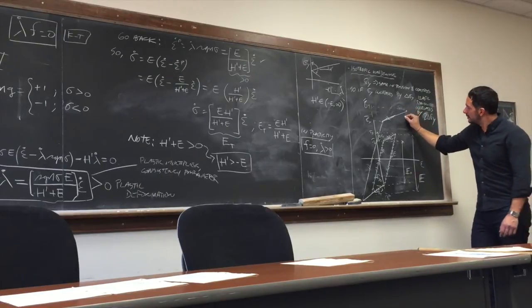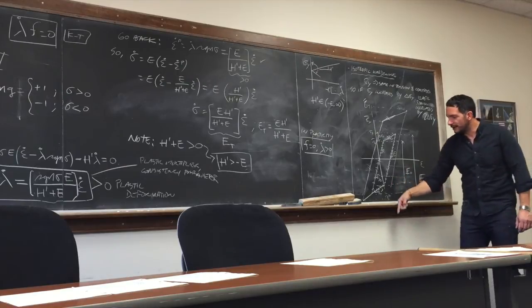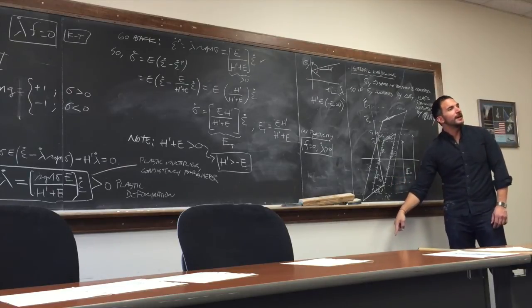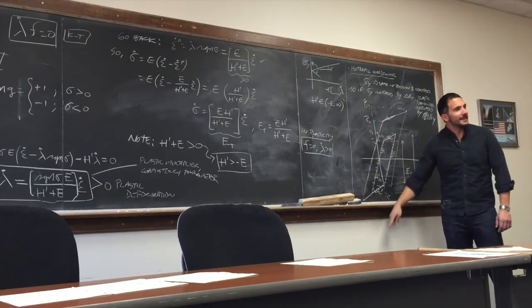You unload with E. And now we don't have to stop, right? We'll just keep going until we hit sigma y two bars in the negative direction.